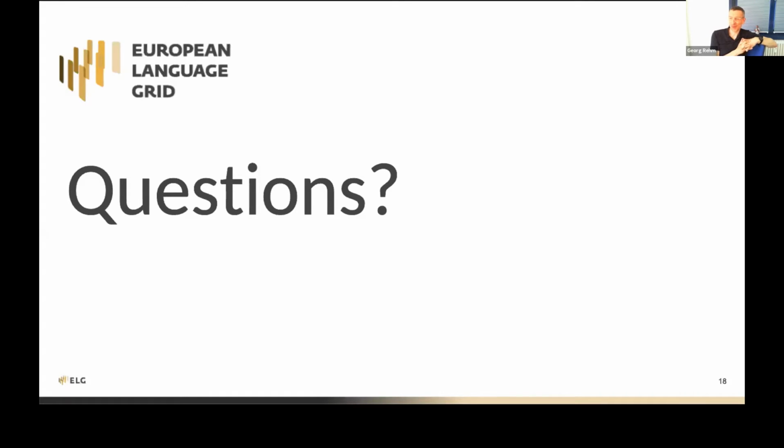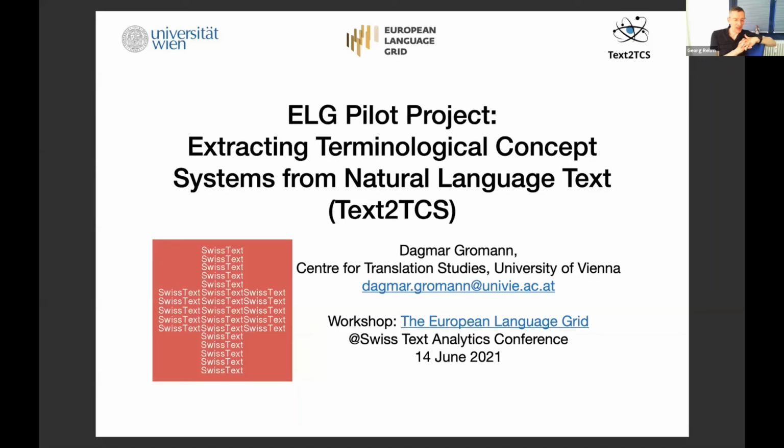Thanks so much, Remi. Great. If there are no questions, then let's come to the second block of the workshop, and that's European Language Grid Perspectives from Research and Industry. First up is Dagmar Grohmann from the University of Vienna with a talk on the ELG pilot project that she's running in Vienna on extracting terminological concept systems from natural language text. Dagmar, great to have you. Thanks so much for doing this presentation, and the floor is yours.